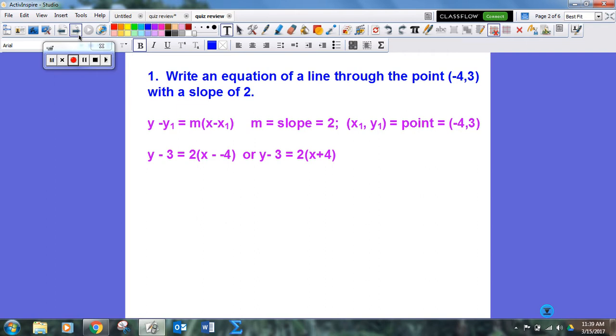What I'm going to do here is use my y minus y1 equals m times x minus x1 equation, which is point slope, which remember I told you should memorize. M is always my slope, which is 2. x1, y1 is always a point. So I substitute -4, 3 into the equation, and I get y minus 3 equals 2 parentheses x minus -4, or y minus 3 equals 2 parentheses x plus 4. That is that answer. Now on to number 2.